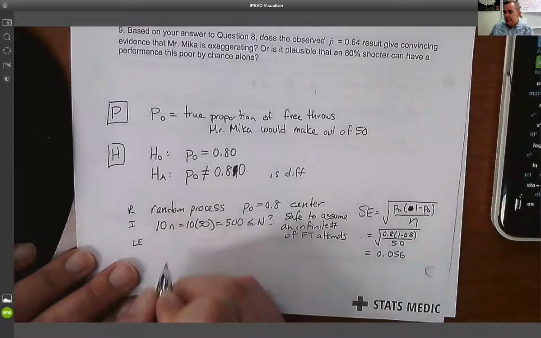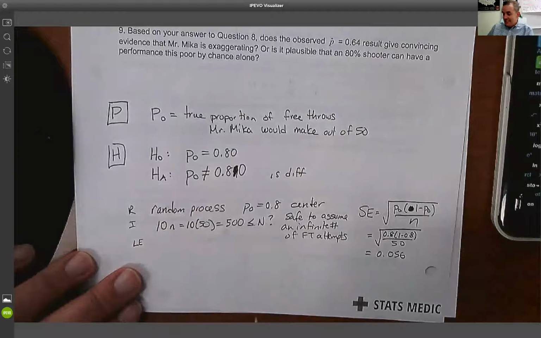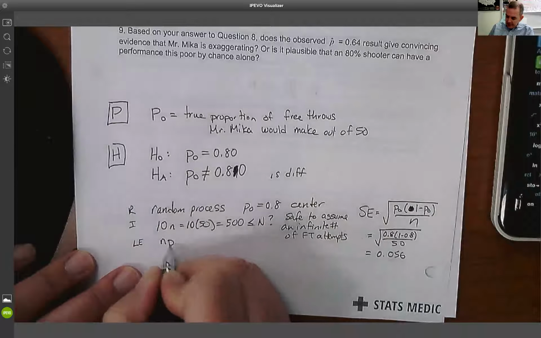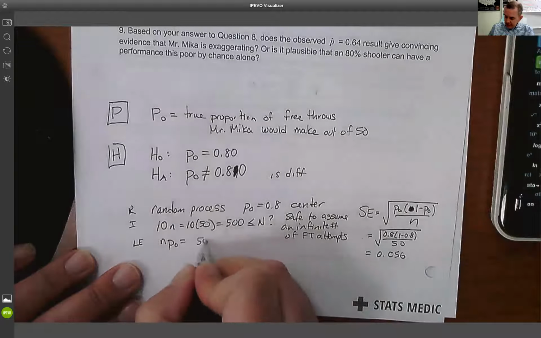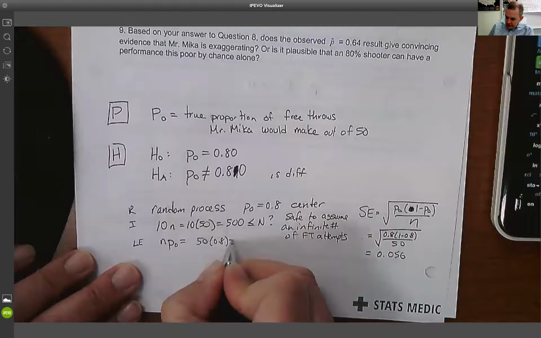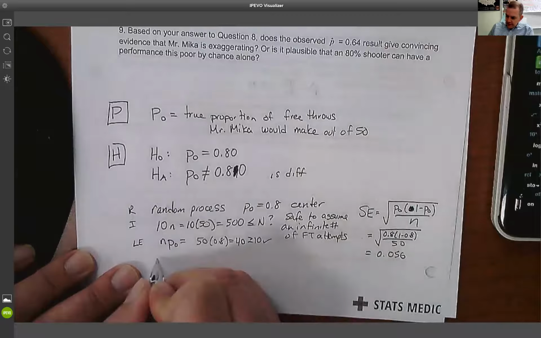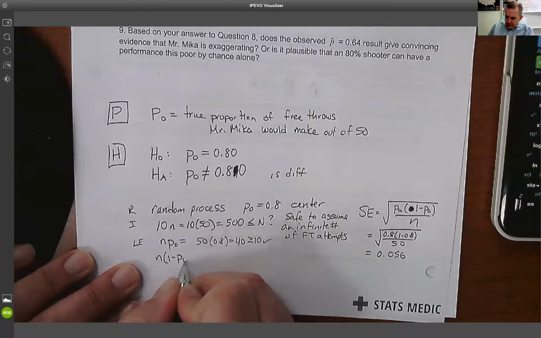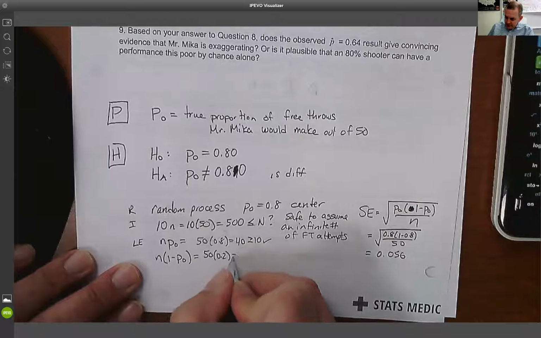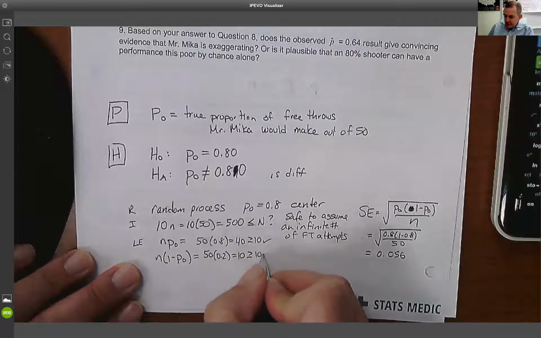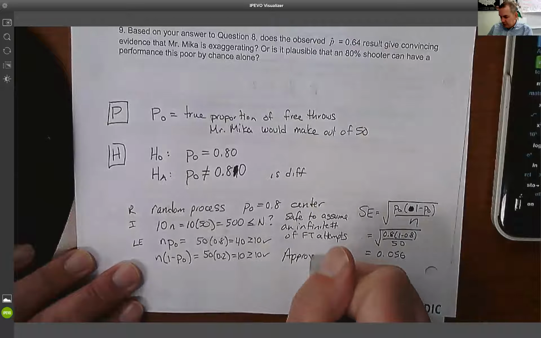Did he get 10 successes and 10 failures based on the 80%? If he were to take 50 free throws and he was an 80% free throw shooter, I'd expect him to make 40 of them. That's greater than or equal to 10. And I would expect him to miss 10 free throws. That's greater than or equal to 10. So what that tells me is I can do this and make it approximately normal.